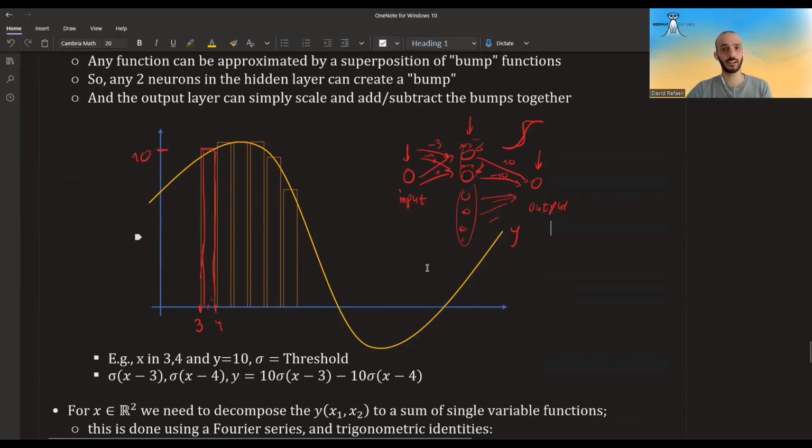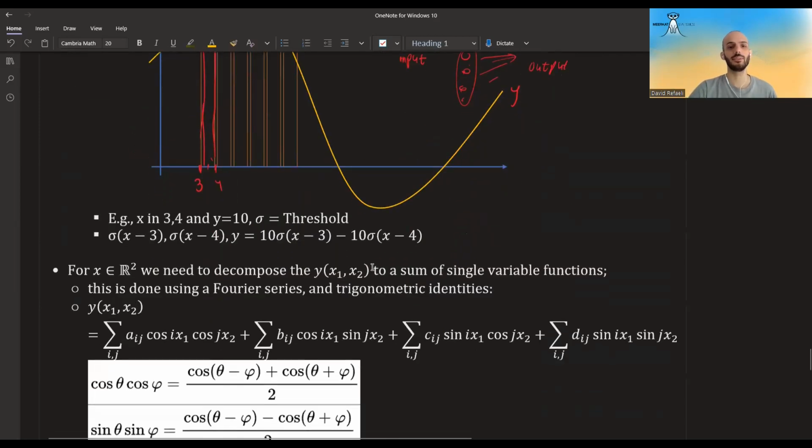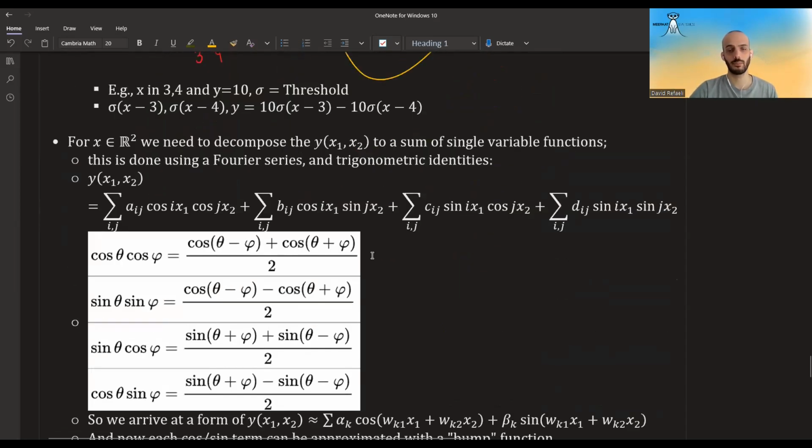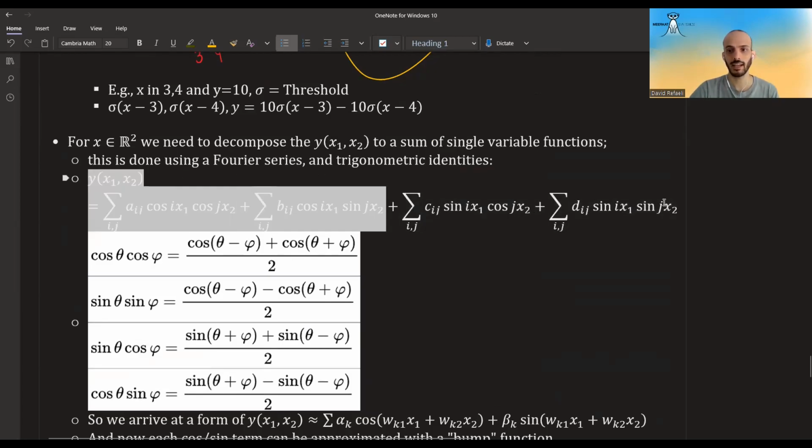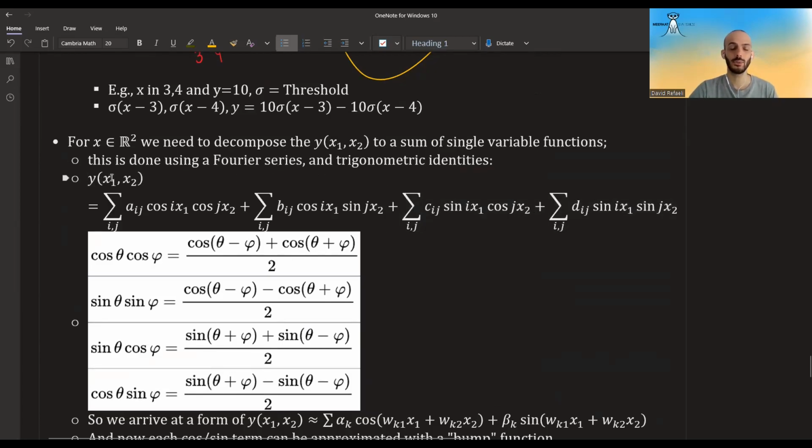And this was in 1 dimension. You can also do it in 2 dimensions, but this requires a lot more math. So for example, if I understand correctly what he says in his book, then every function of 2 inputs can also be transformed into sums of functions of 1 input, using Fourier series or Fourier decomposition. So this is the Fourier series of a 2-dimensional function.